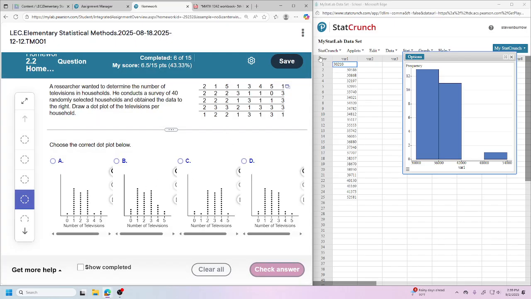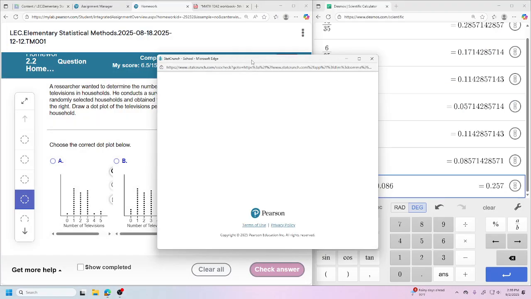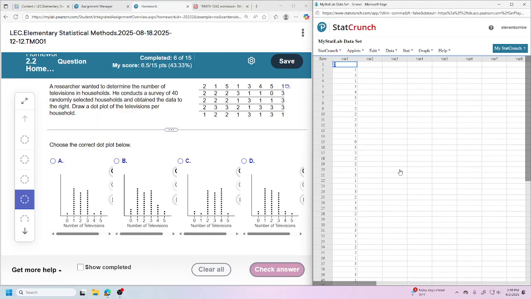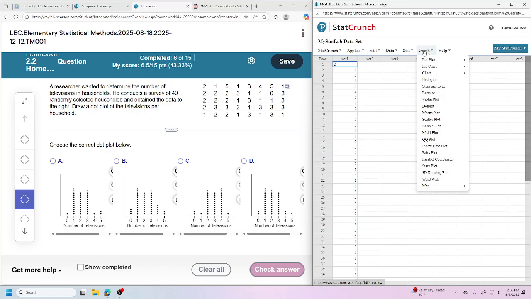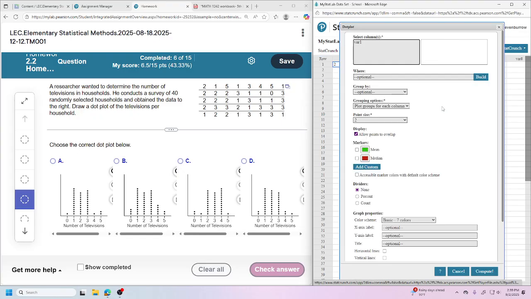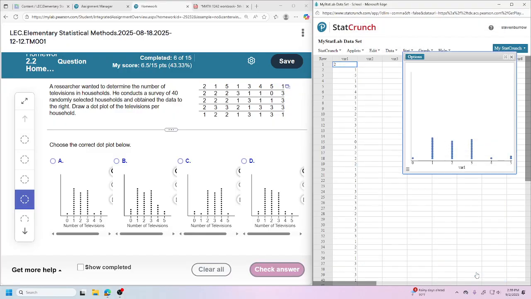Okay, dot plot. So let's talk about dot plot. Since we're still here, we got a whole minute or so. Yeah, we got time. So I'm going to go open up StatCrunch, and I'm not going to do a histogram this time. I'm going to go graph. What do I have? Do I have a dot plot somewhere? There it is. Click var1, hit compute, and literally we're done again.